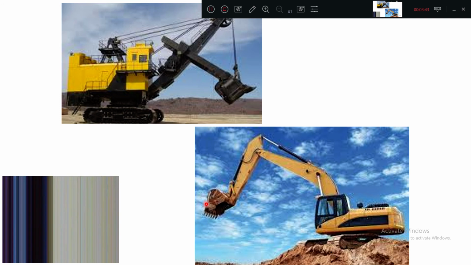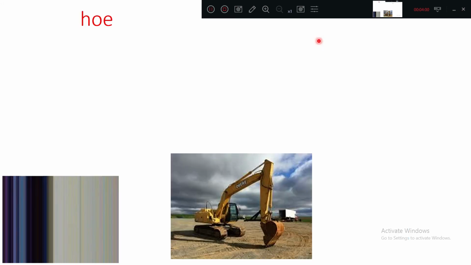This is called as backhoe. This equipment is backhoe. This is called as power shovel. Okay, power shovel. This is chain mounted or chain crawler mounted. Okay, this is the body. So this is a dipper stick. This is the boom. This is the boom. Okay, this is called as hoe, or you can call it as backhoe. Okay, typically used for excavation purpose.